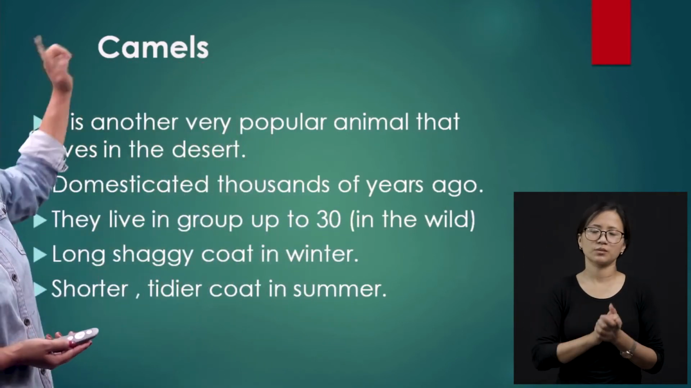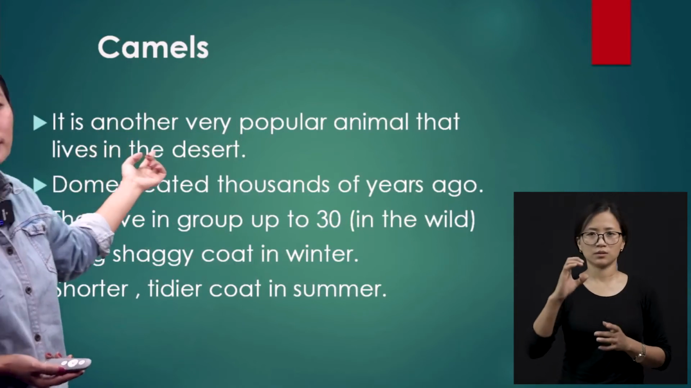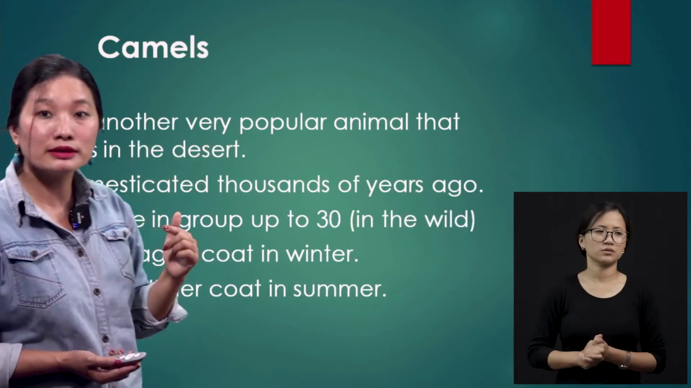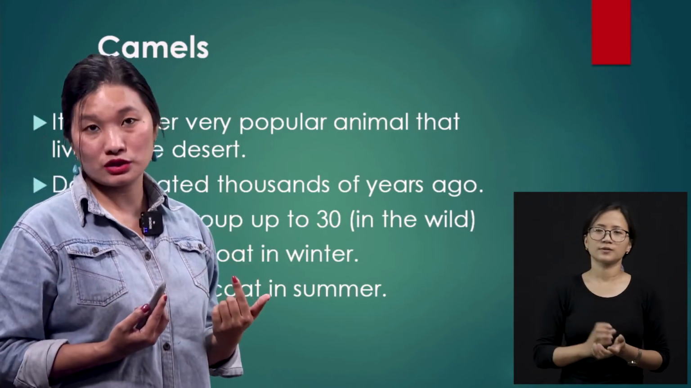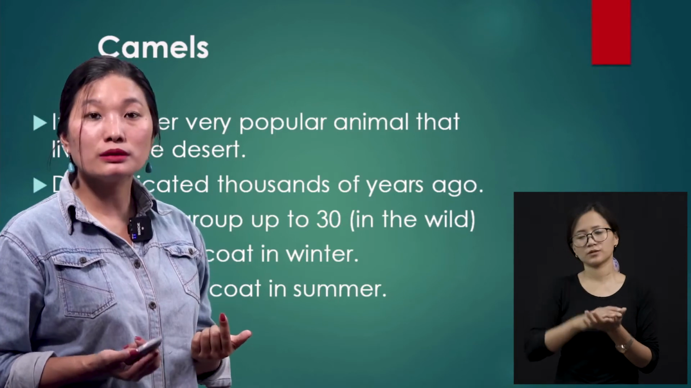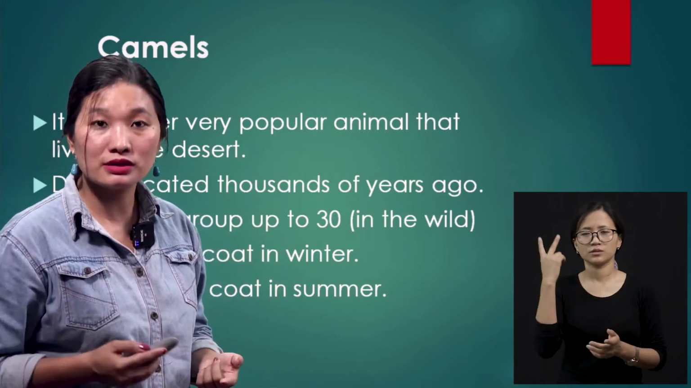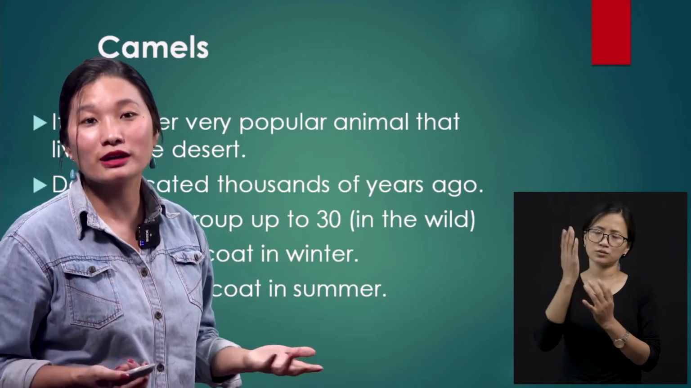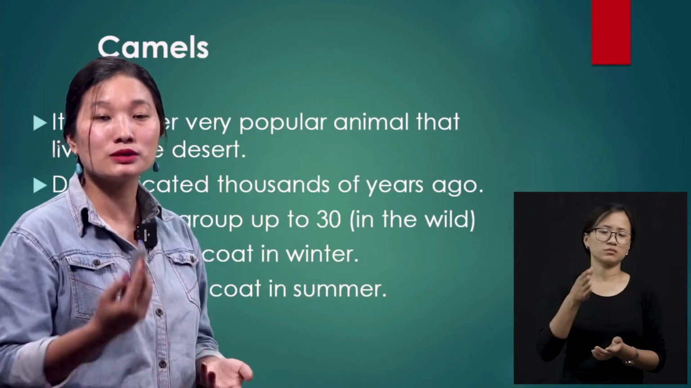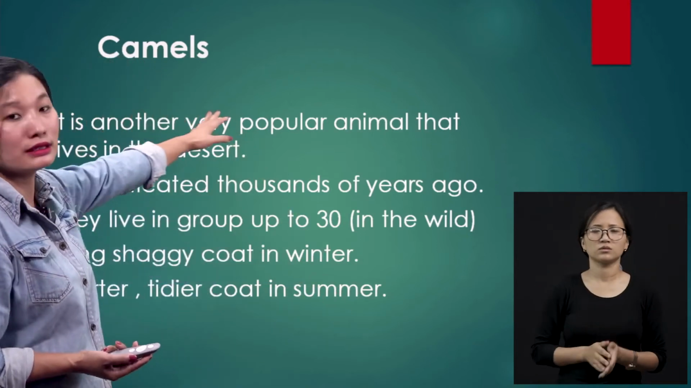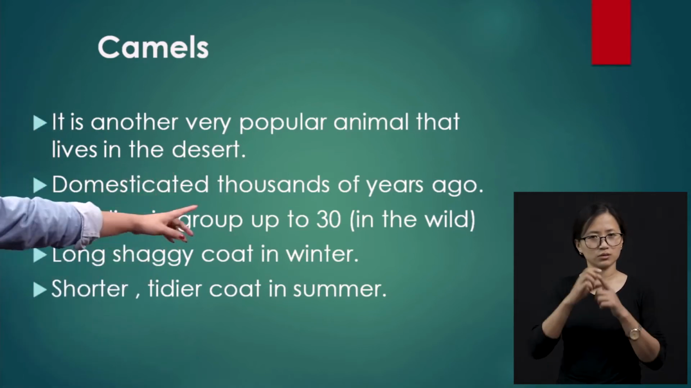And another animal that we will be discussing is the camel, okay? Camels, it is a very popular animal that is found in the desert. We all have heard, isn't it? We say the camel is the ship of the desert, and you have even heard and studied that people travel in the desert through camels because we cannot drive our cars and go there, right? There is no train service that is passing through the desert, so people travel in the desert through the camel, okay? Domesticated thousands of years ago.